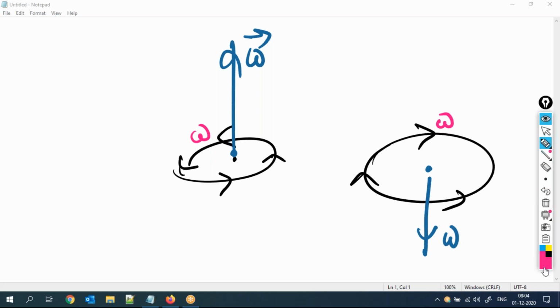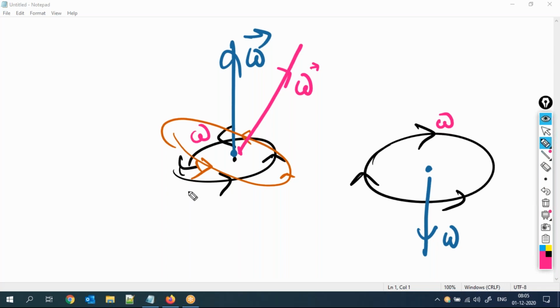Why is this important? Let us try. Suppose our disk is like this and you are moving in this direction. What will be the omega? Omega will be in this direction. Yes or no? Yes, sir. And if this angle is theta, this angle is also theta. Are we clear or any doubt? No doubt.